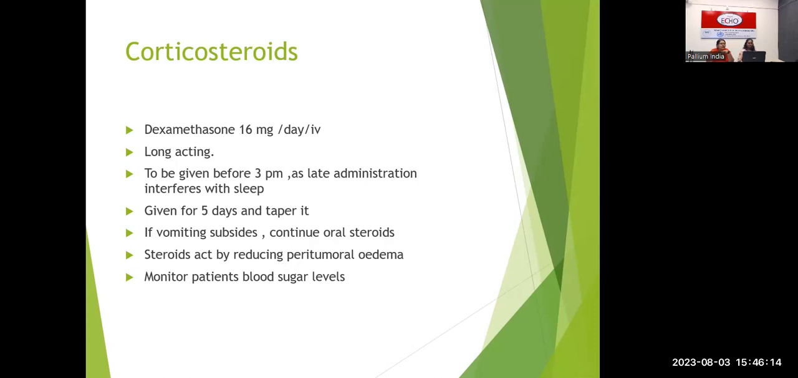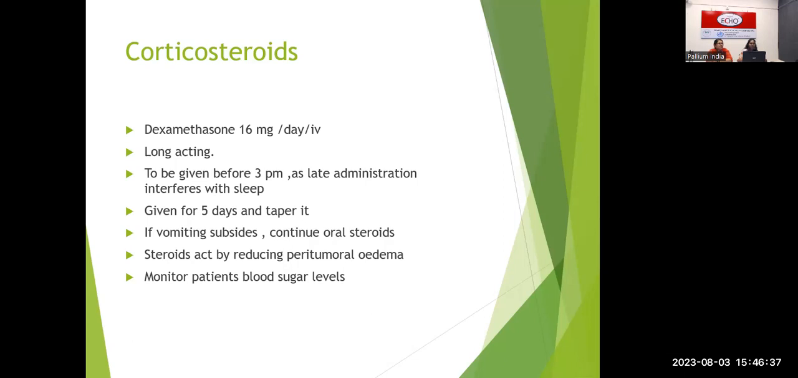A later administration can interfere with the patient's sleep, so it is preferred to give as a morning dose. But in general practice we commonly see dexamethasone given as TDS doses or BD doses. Whenever you ask the patient, he'll give you a typical history that he couldn't sleep. So if you're planning to give steroids, give it as a single shot in the morning.